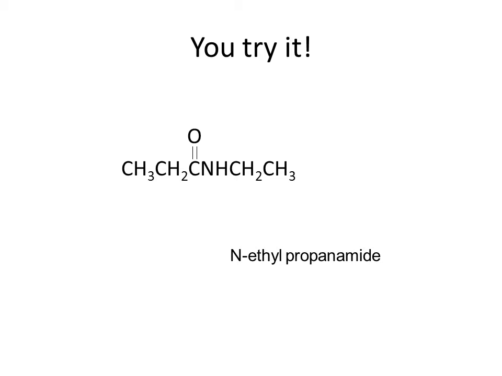To do this compound, you look at the acid portion of it, and you see there are 3 carbons. That's propanoic acid. We change that to propanamide. Then we look at the nitrogen and see there's an alkyl group attached to it. The alkyl group is an ethyl, so we call that N-ethyl propanamide.